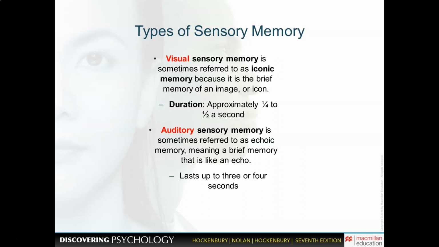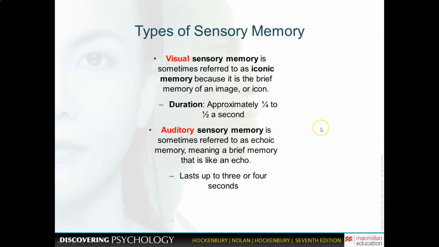So as I mentioned earlier, there are two types of sensory memory. There's what's known as visual memory, okay? And because it is visual information, it's also known as iconic memory. Okay, icons, visual type formations. Okay, and what's most important to know on this is visual memory is very short-lived. It usually lasts between a quarter to a half of a second.